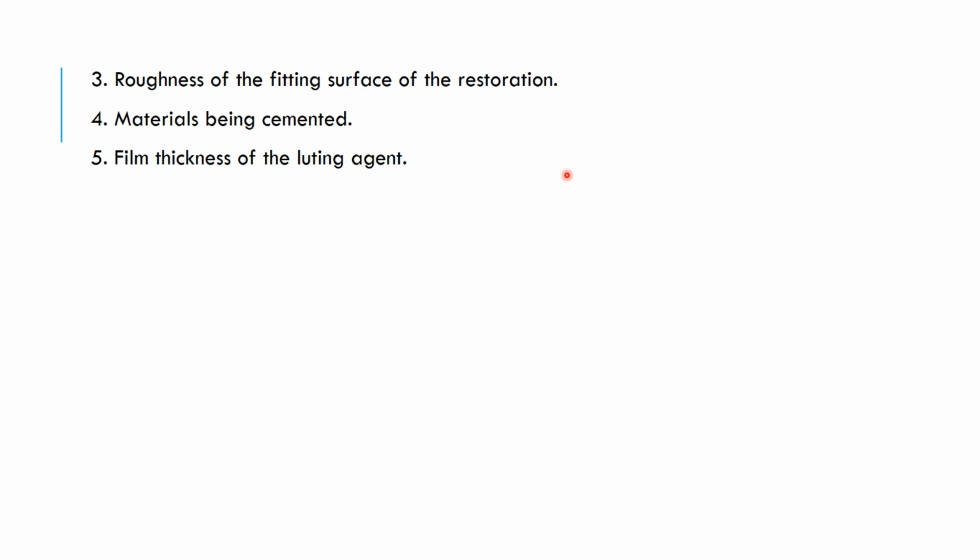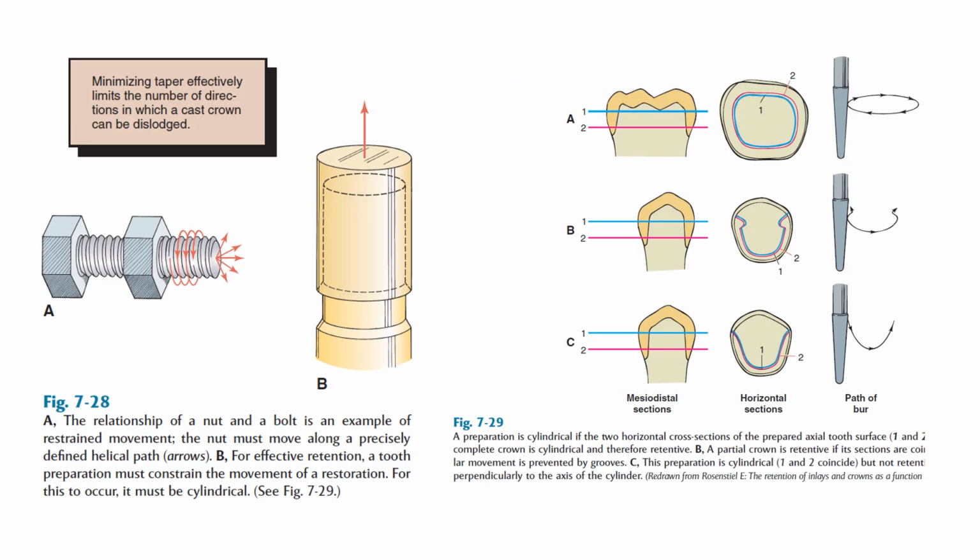The material being cemented, the different cements we are using, and also what type of restoration it is, what type of crown we are cementing, is important. The film thickness of the luting agent should be proper. So you can see here it's talking about the retention form, the nut and the bolt. It can only move in one direction, guys. It doesn't have multiple paths of insertion and removal, right? That's how exactly we should have it. If we have a proper taper, the crown will only be able to sit and dislodge in one path of insertion, right?